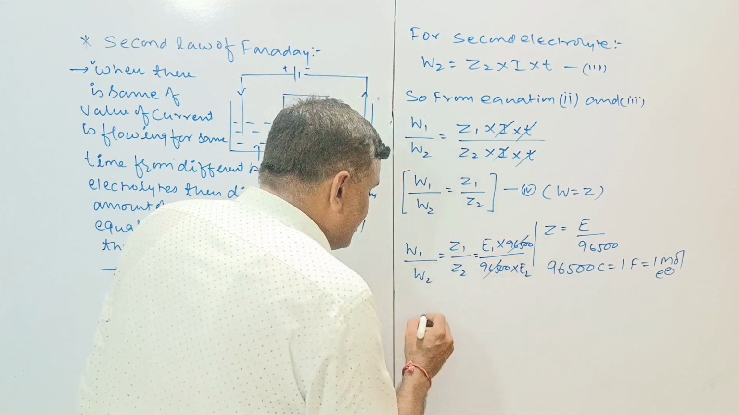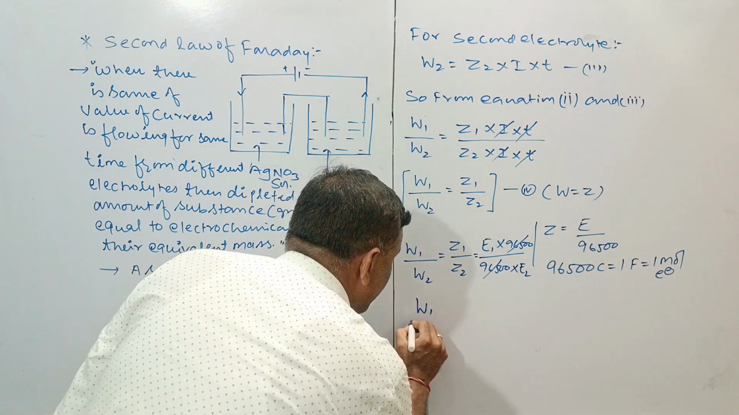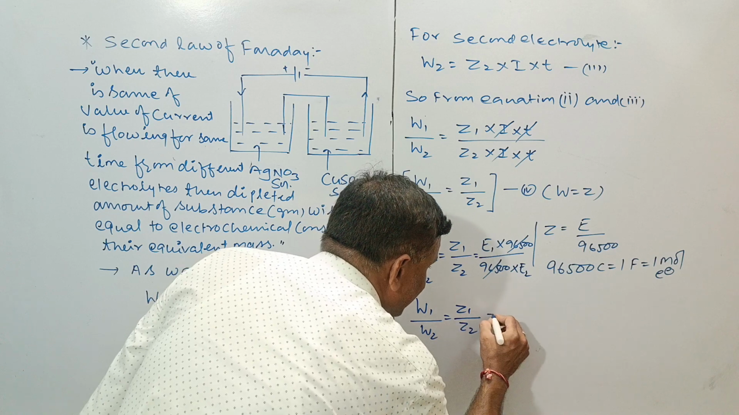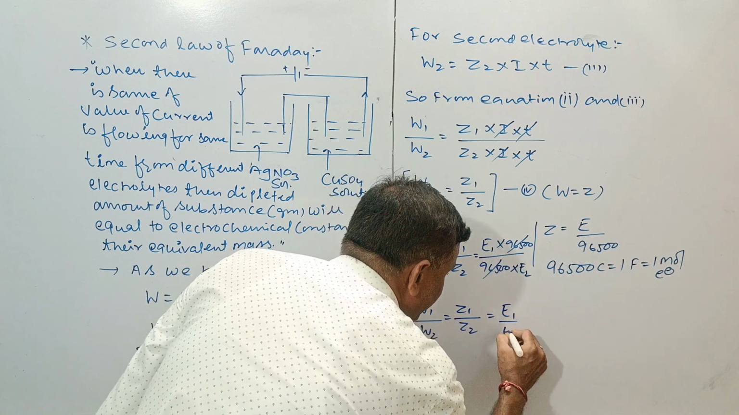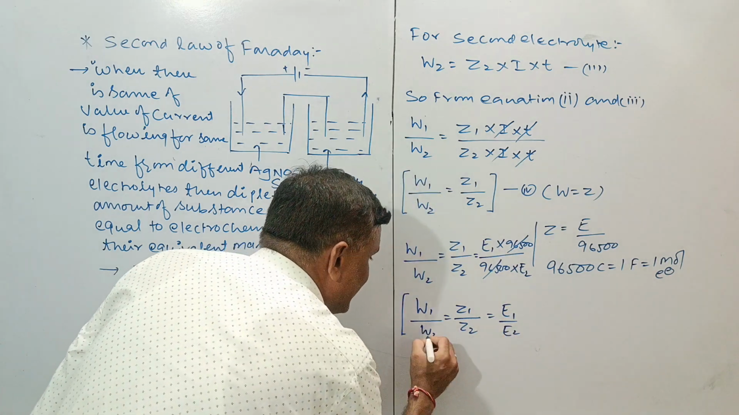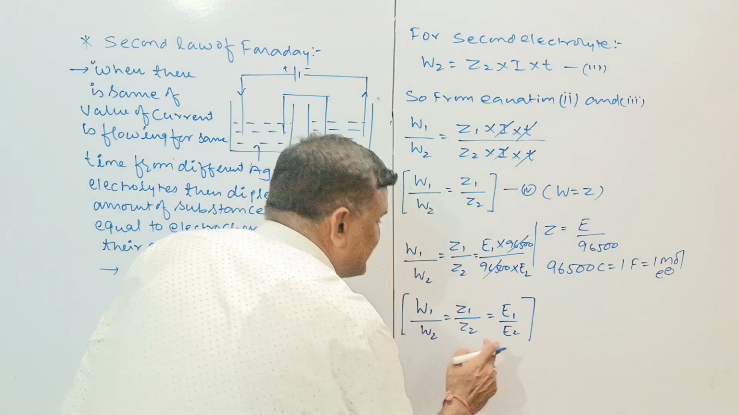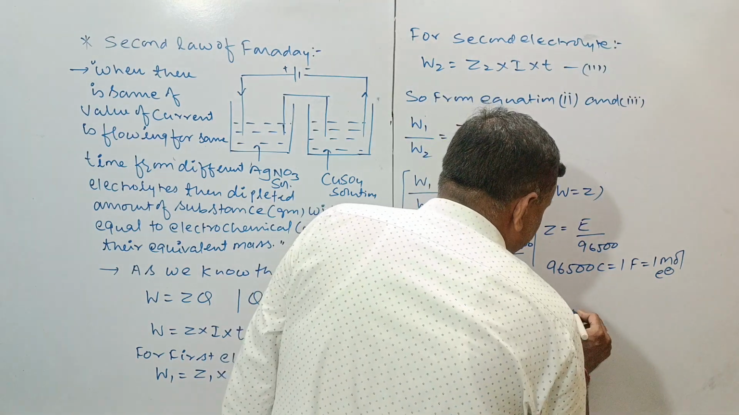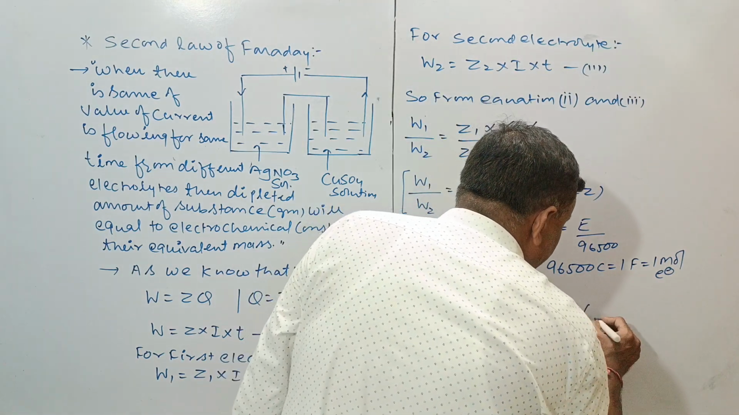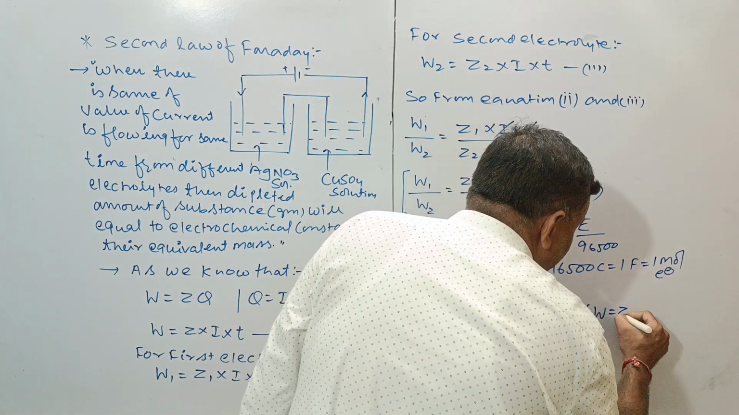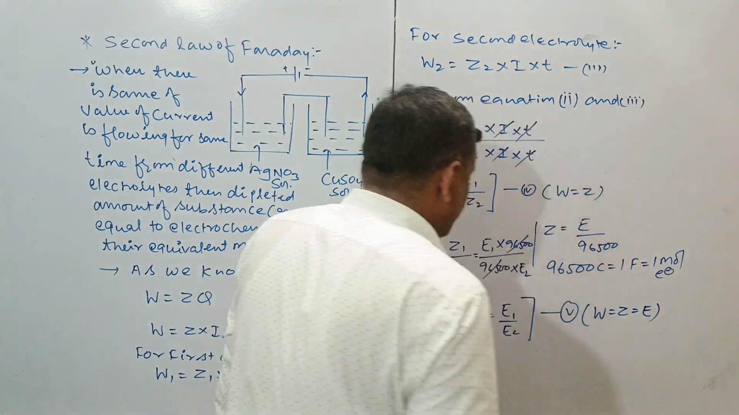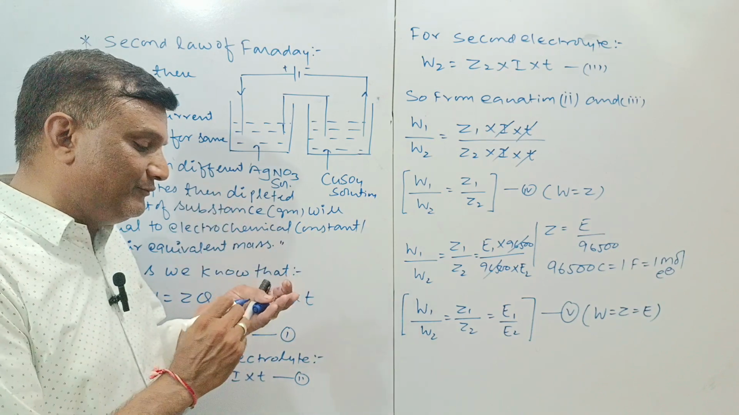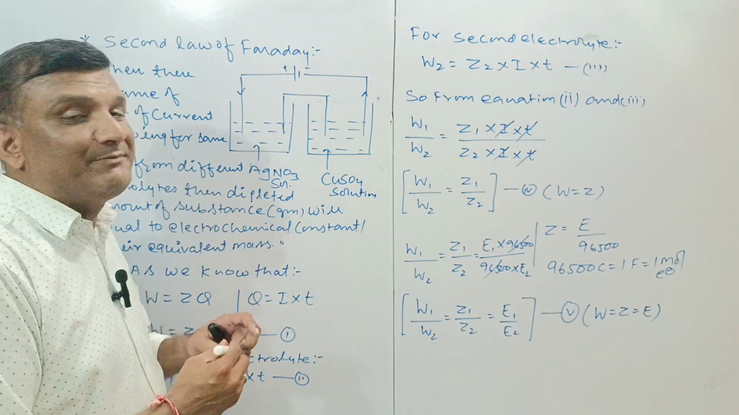Both remain cancelled. So this will be W1 upon W2 is equal to Z1 upon Z2 is equal to E1 upon E2, the equivalent mass of the first substance and the equivalent mass of the second substance. This is the second law of Faraday, equation number 5. From this equation we can say W is proportional to Z is proportional to E. This was regarding the second law of Faraday. Go through this topic and this slide properly.